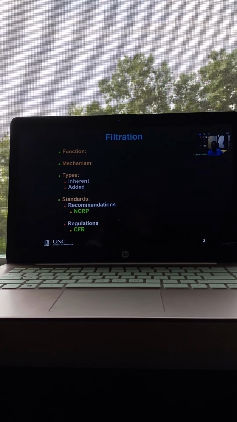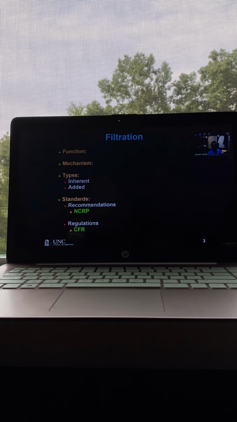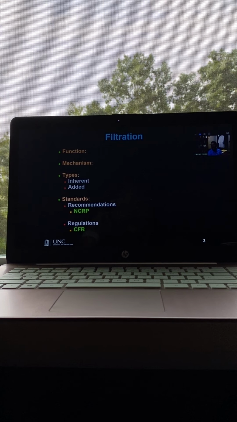Yep. So they make recommendations regarding various aspects of the x-ray equipment. So we'll look at those recommendations pertaining to inherent and added filtration. But then there are also regulations that govern filtration. And do you remember the CFR, what that stands for?